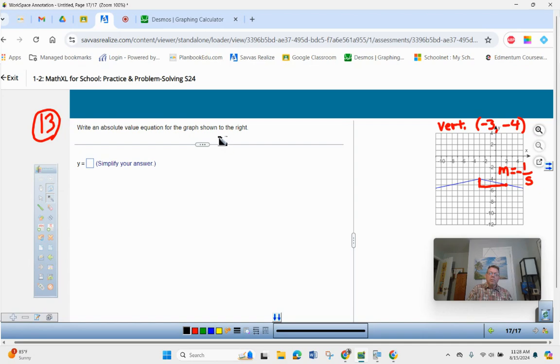So what's our formula here? It's going to be y equals A absolute value of x minus h, plus k. So instead of having parentheses and a square, it's just absolute values. Everything else is the same. So we're going to put a -3 here. We're going to put a -4 there and put a -1/5 here.